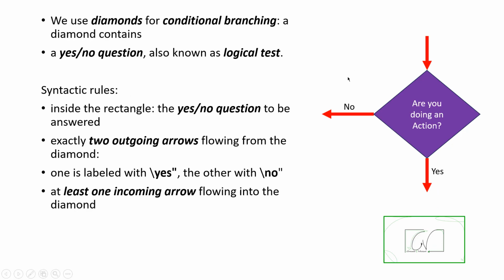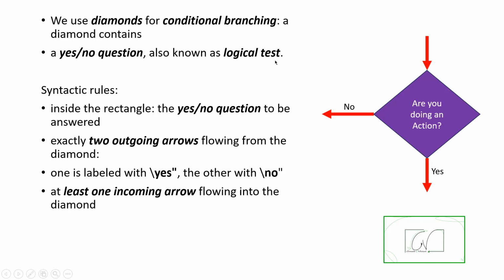We use diamonds for conditional statements. Conditional statements are things such as Boolean, a branch of mathematics which represents true or false values, yes or no questions. So true, yes, no, false. Also known as logical tests, logical inputs.